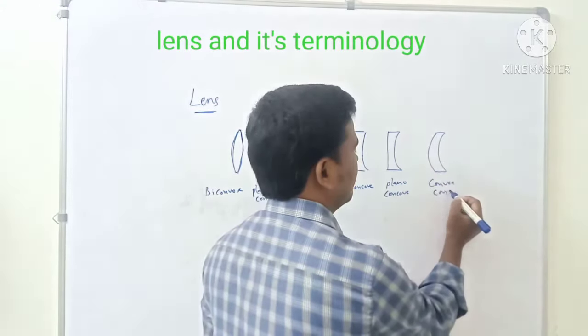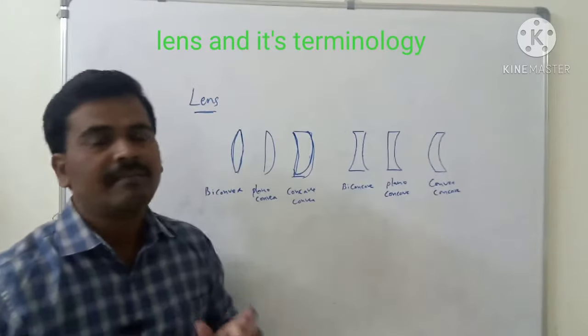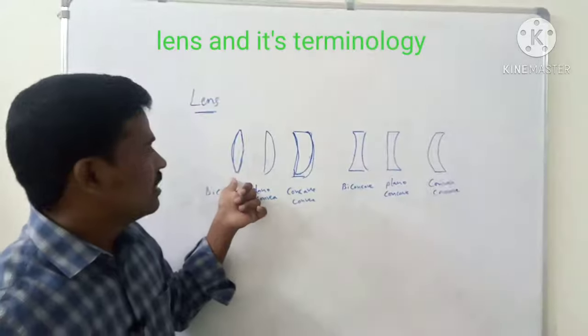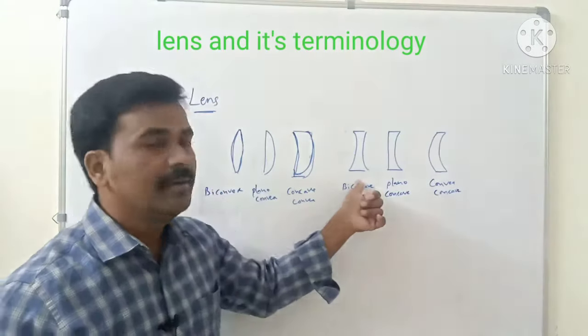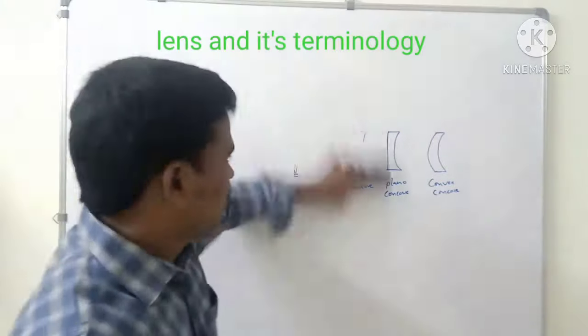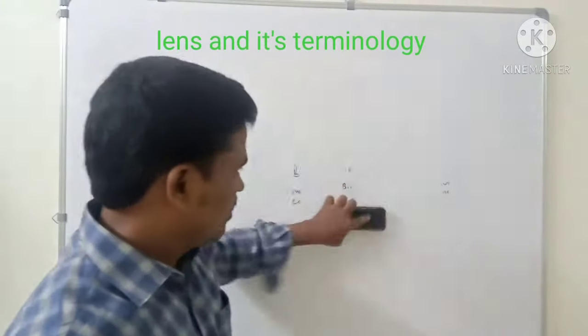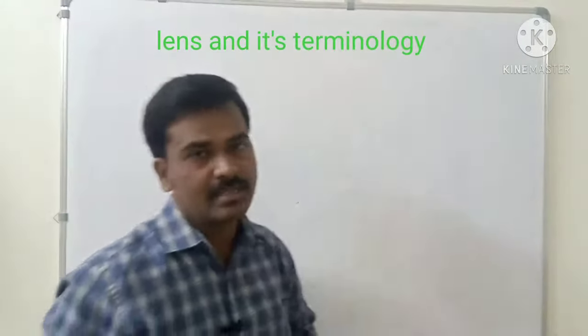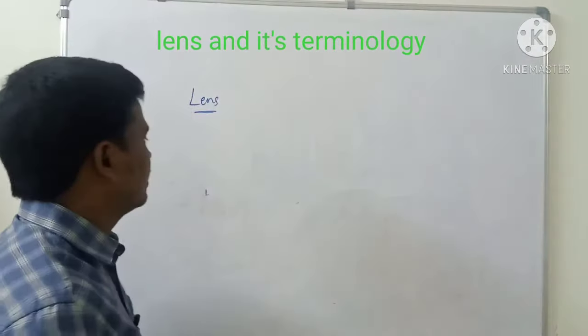So many types of lenses are there, but in 10th class we discuss only two lenses. These are biconvex and biconcave. So in this lesson we discuss two lenses: one is biconcave and another one is biconvex lens.